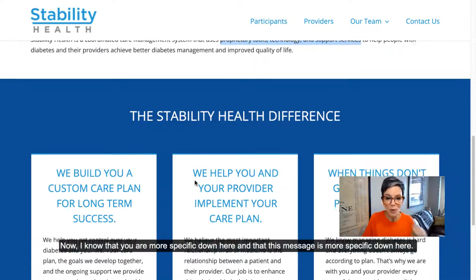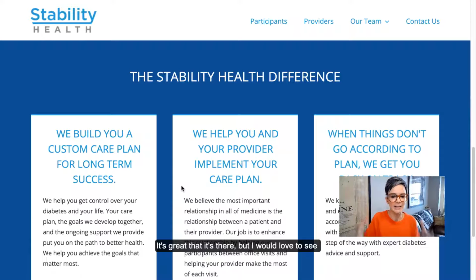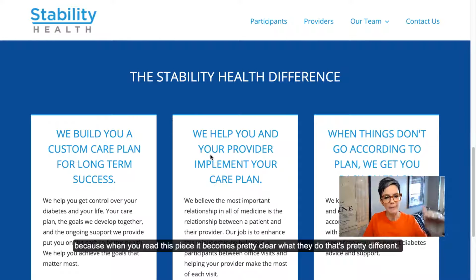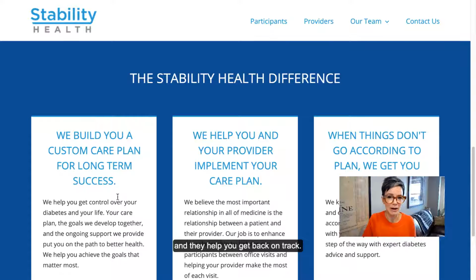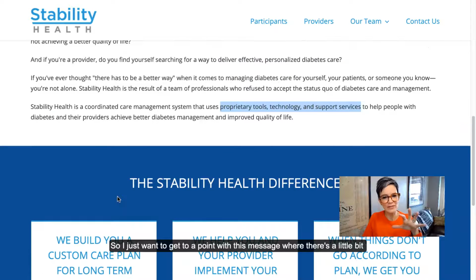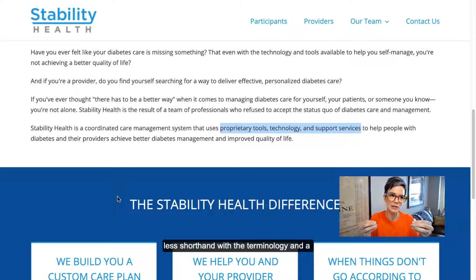Now, I know that this message is more specific down here. And it's great that it's there, but I would love to see a little bit of the messages in this piece move up. Because when you read this piece, it becomes pretty clear what they do that's pretty different. So they build a custom care plan for long-term success, they help you implement it, and they help you get back on track. So I just want to get to a point with this message where there's a little bit less shorthand with the terminology and a little bit more clarity around the concepts.